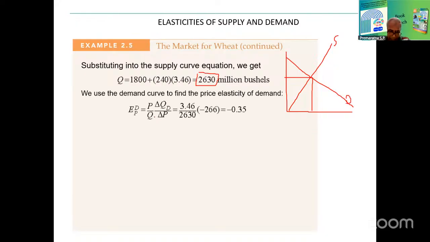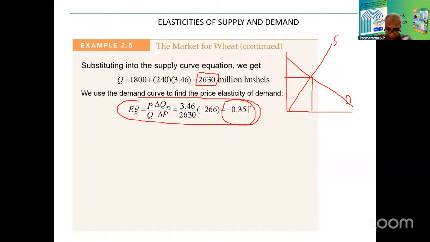Now, when you estimate the demand elasticity, the answer you get here is 0.35. With that answer, as a policymaker, you can judge, you can decide whether to impose a tax.